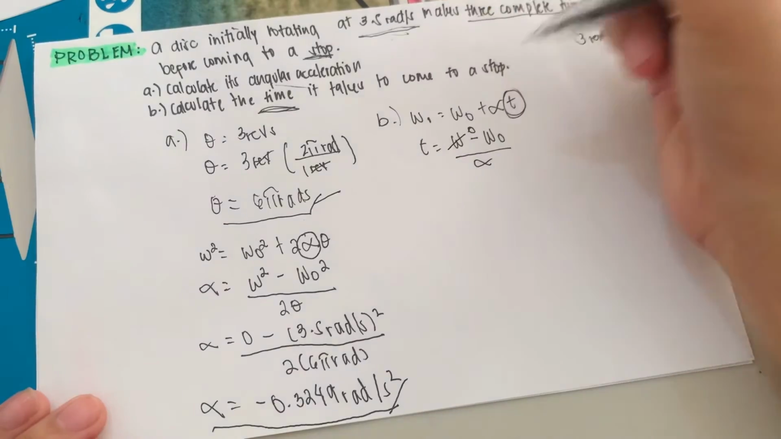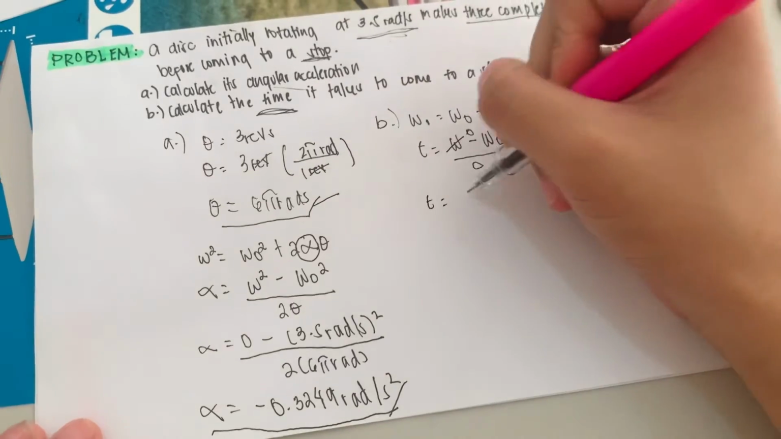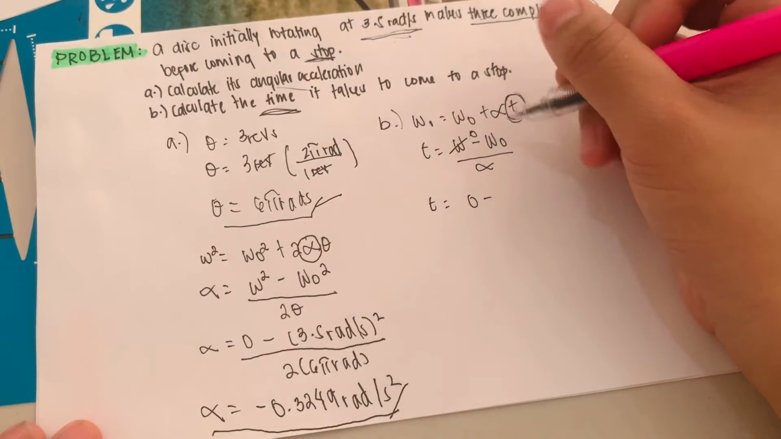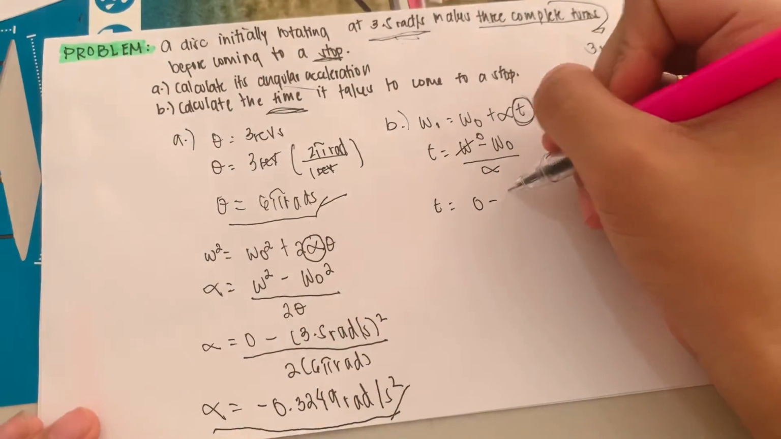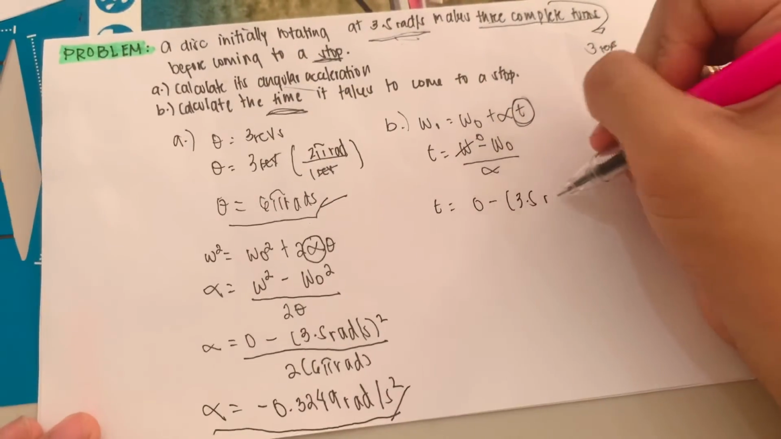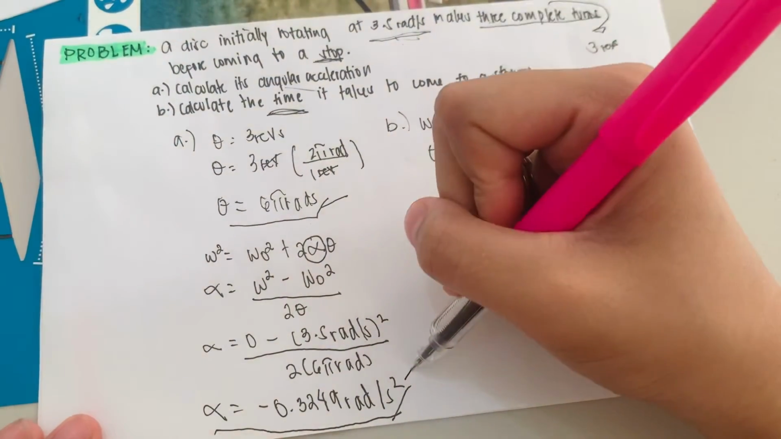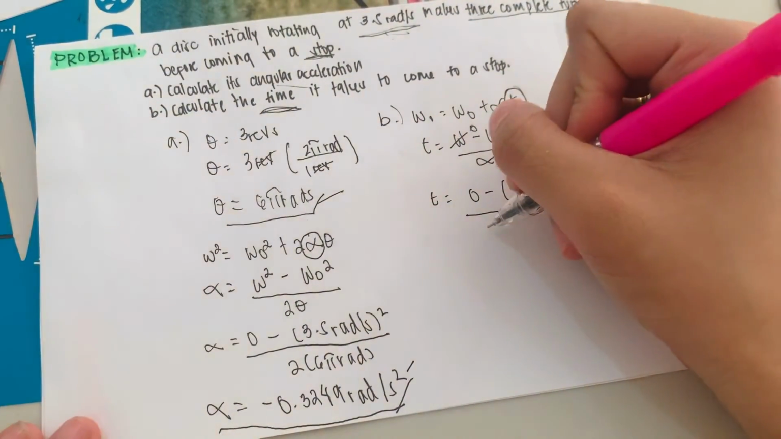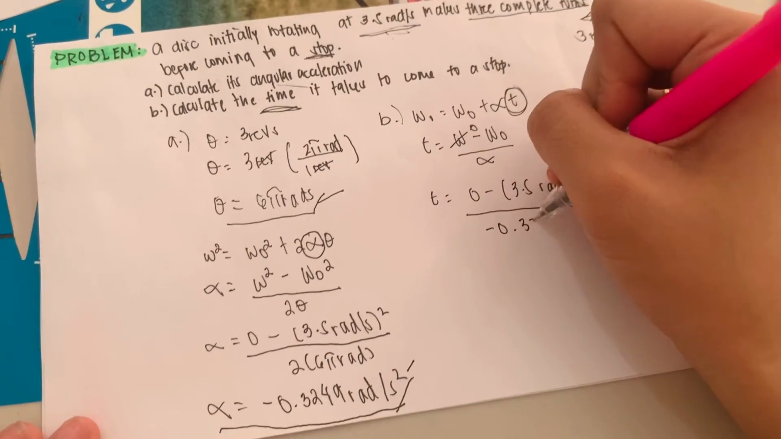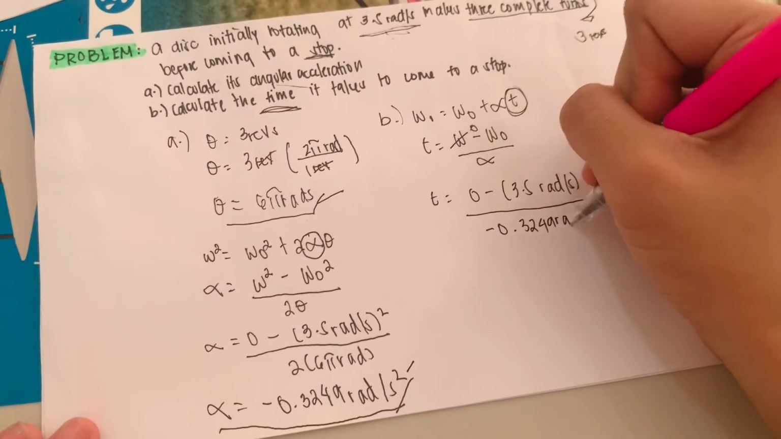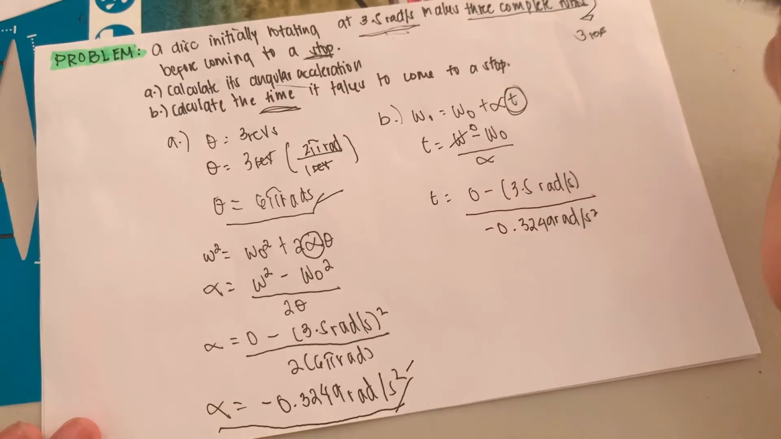So, ito, 0 na nga ulit to. So, time is equal to 0 minus yung initial angular velocity ulit natin na 3.5 radian per second over yung angular acceleration natin. Ito yung nakuha natin sa letter A na negative 0.03249 radian per second squared.